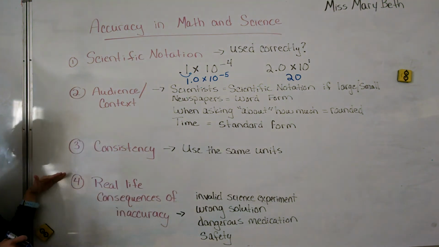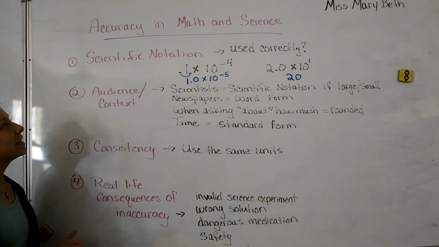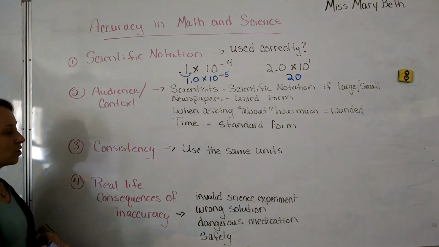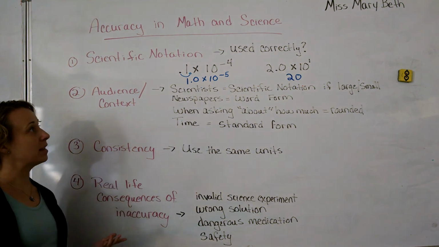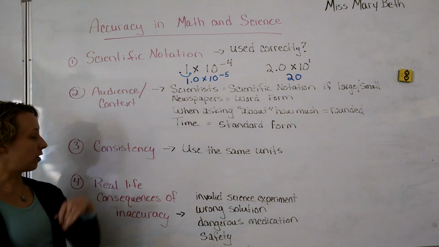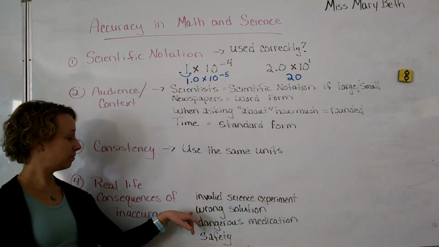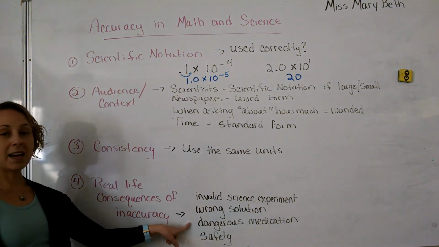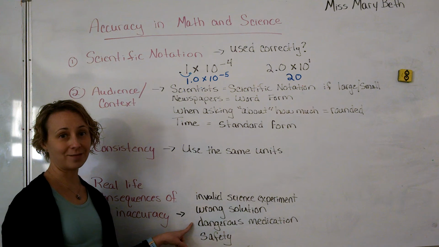And last but not least, something to think about are that there are consequences to being inaccurate. And those consequences are different depending on our context. So if we're doing a science experiment, we may have an invalid science experiment if our numbers are not accurate. If we're in math class, maybe we have a wrong solution. If we're doing something like measuring out medication, we may end up with a dangerous amount of medication.